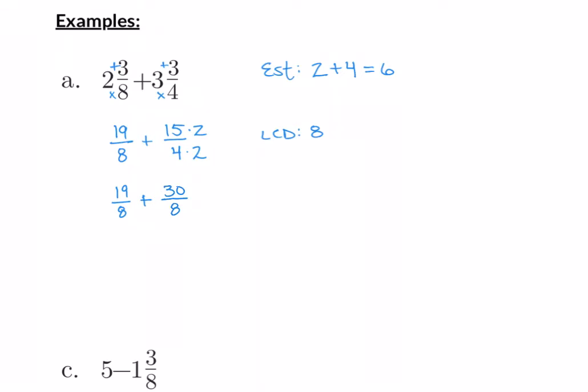All right, if we go ahead and add, we add our tops. 19 plus 30 is 49 over 8. This fraction does not simplify. 49 and 8 do not have any common factors. So our last step is to convert back to a mixed number. So 8 goes into 49 6 times. We multiply. 6 times 8 is 48. We subtract, we get a remainder of 1. So this is equal to 6 1/8.